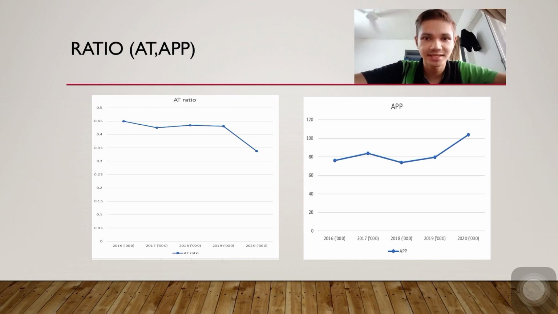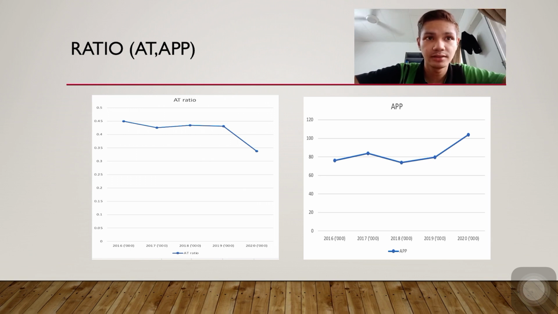every 1 ringgit of assets. Now moving on to the next ratio, which is the average payment period, APP. The function of APP is to measure how long it takes for a business to pay its credit providers. The formula for APP is trade purchase over average account payable divided by 365.